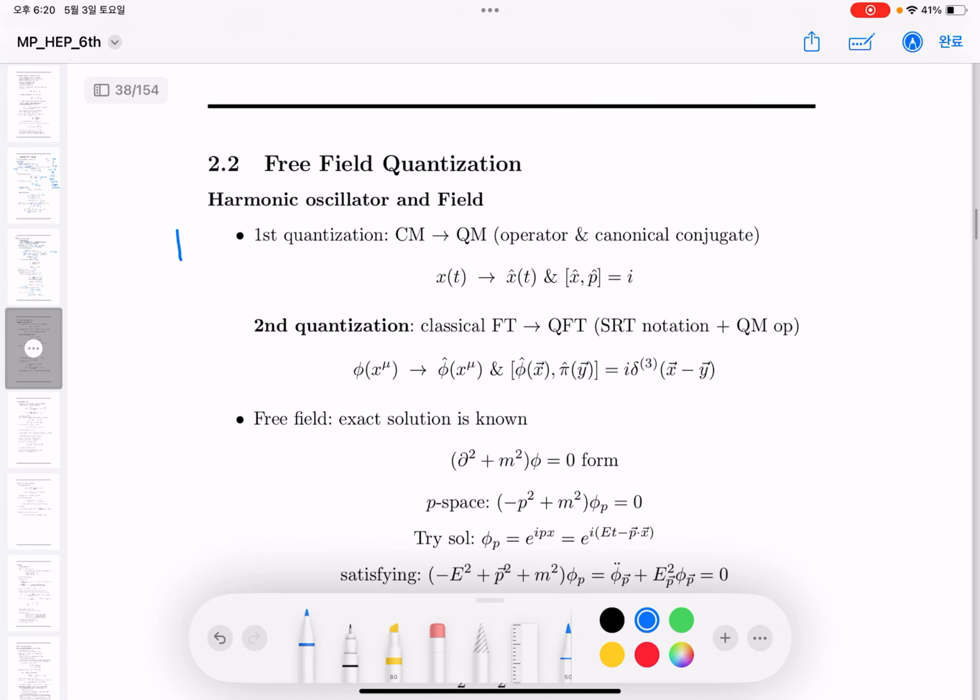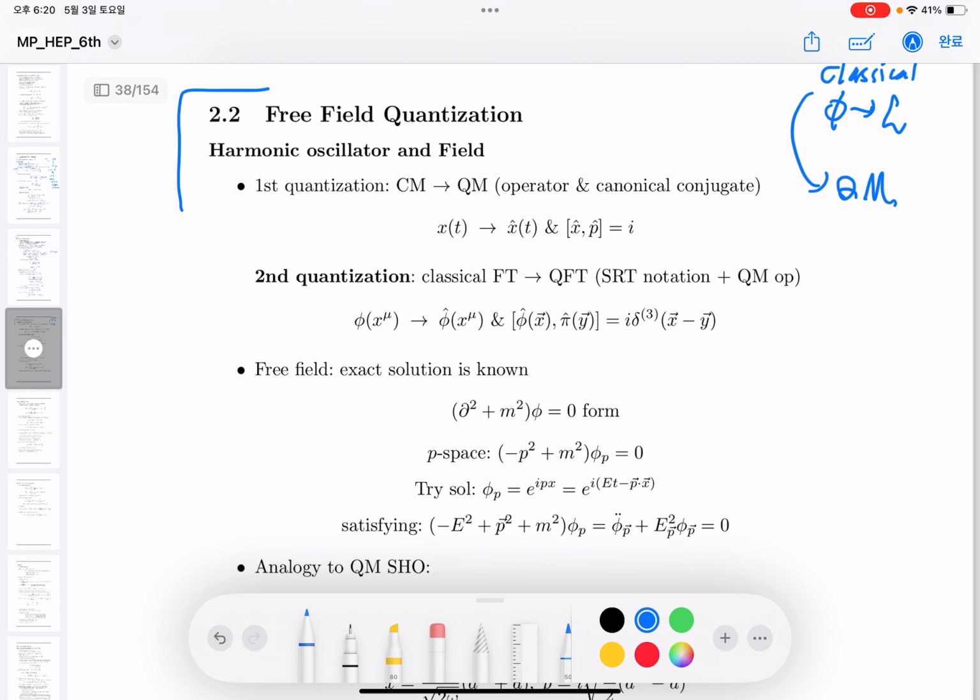Next, we now return to the quantizations. So far we discussed the classical field theory. We defined the field, constructed the Lagrangians, and discussed its symmetry. But now we will turn to the quantum version.